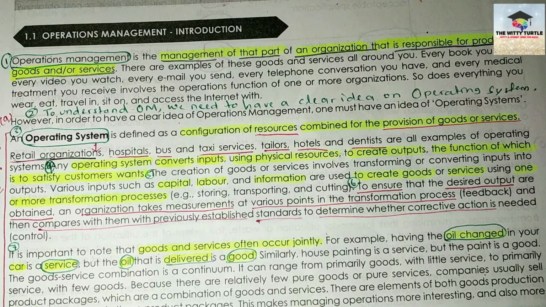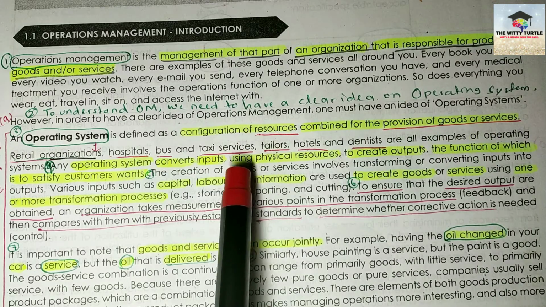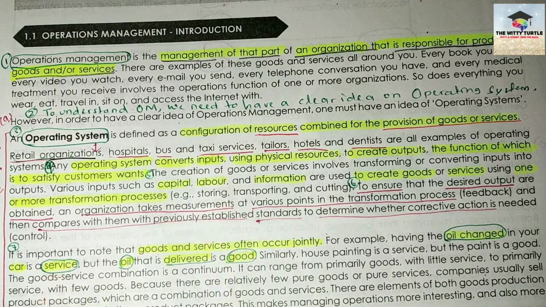So whatever goods or service you are producing in your company, to produce those goods and services, you need some resources. For example, to produce this video, I require some softwares, some of the applications. I need a tripod, I need a microphone, I need a smartphone, right? So these are my resources. Similarly, to produce some goods or services, you need some resources. So the configuration of all those resources is known as operating system. I hope it is clear till here.